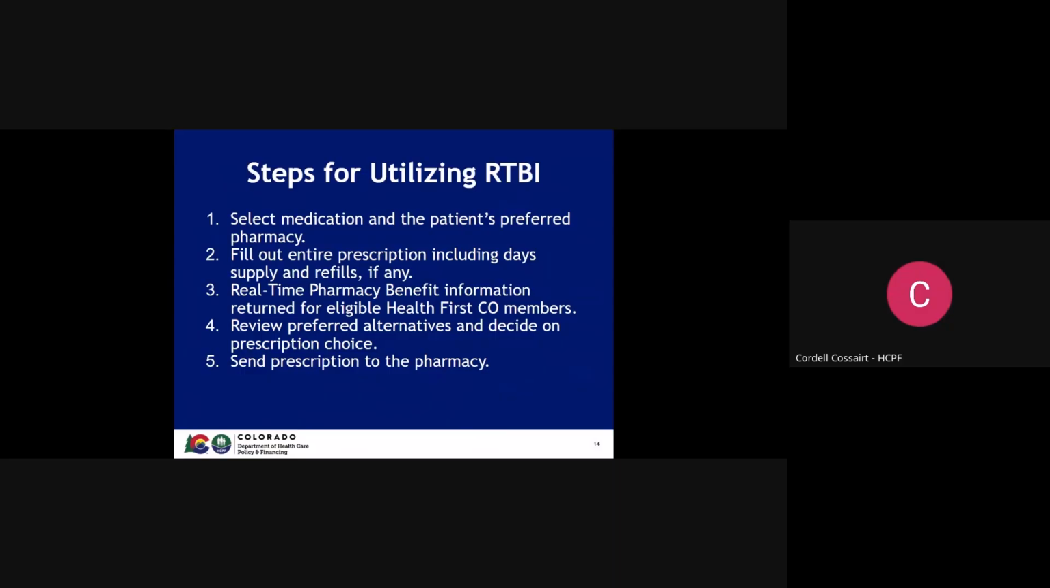This slide contains a walkthrough of how to utilize the real-time benefits inquiry module. I'd like to remind everyone again that functionality may vary from system to system. Walking through the steps here, first, the prescriber will need to select the medication and the patient's preferred pharmacy. Second, fill out the entire prescription, including the day's supply and refills, if any. Third, the real-time pharmacy benefit will return information for eligible Health First Colorado members. Fourth, review the preferred alternatives and make a prescription choice. And lastly, send the prescription to the patient's preferred pharmacy.